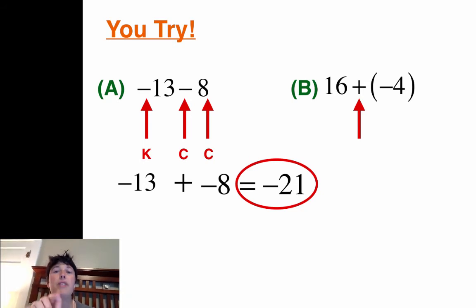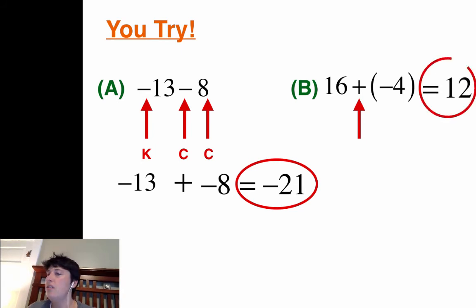I see different signs, subtract. I see positive 16 and a negative 4. 16 take away 4 is going to give me a 12. So 12 is my answer. No KCC. Did you fall for that trick? How'd you do on your You Try problems? Watch out, because only subtraction can be KCC.